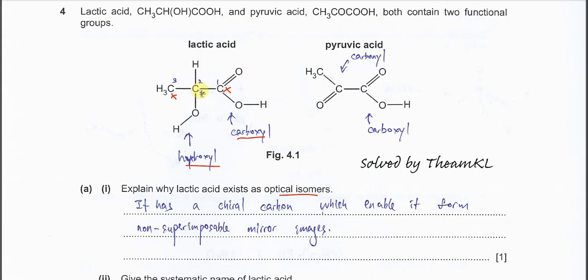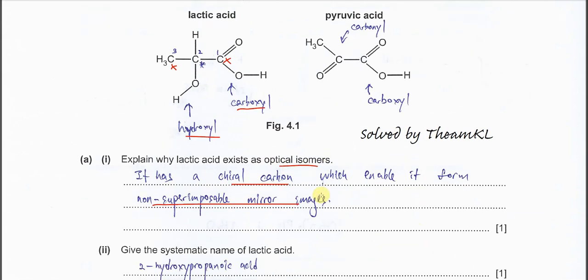So when a compound has a chiral carbon, it can form a mirror image that is non-superimposable. So this is what optical isomers means. Okay, so it has a chiral carbon which enables it to form non-superimposable mirror images, which is the optical isomers again.